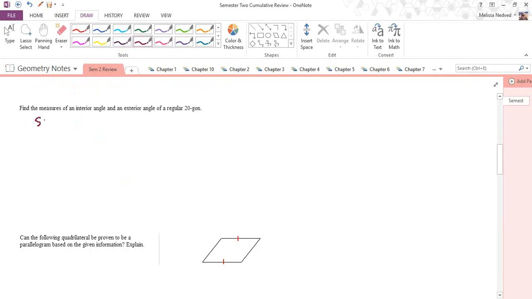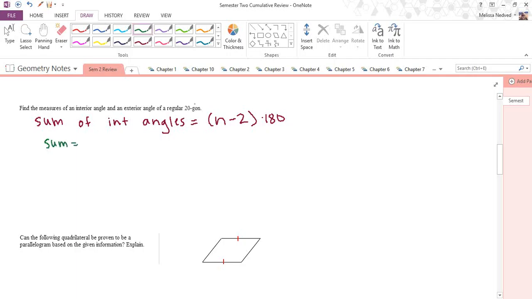A couple of things we need to know here. Remember this formula for the sum of all of the angles. If we add up all the angles inside a regular polygon, those are the interior angles. So the sum of the interior angles is equal to n minus 2, where n refers to the number of sides, times 180. Let's find that first, and then we'll figure out what just one of those angles would be.